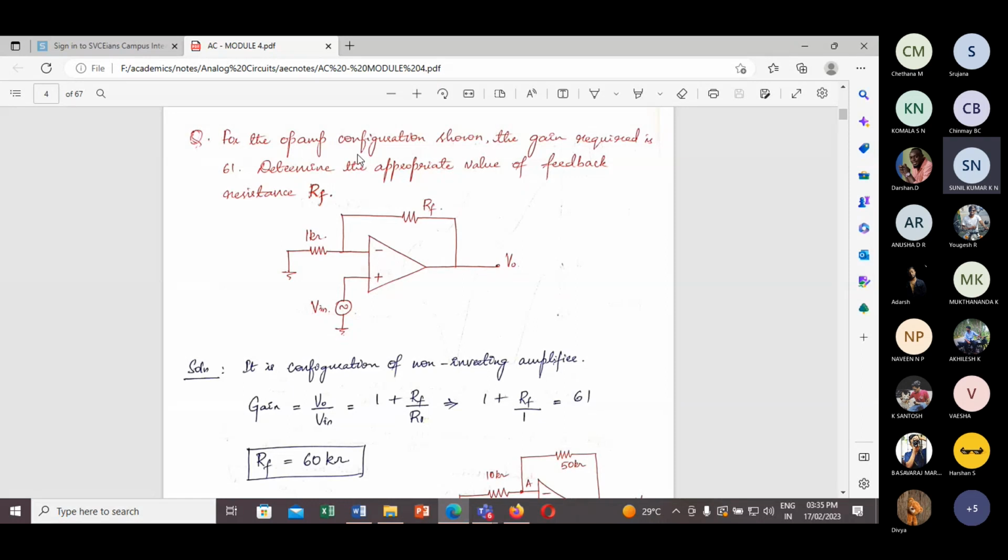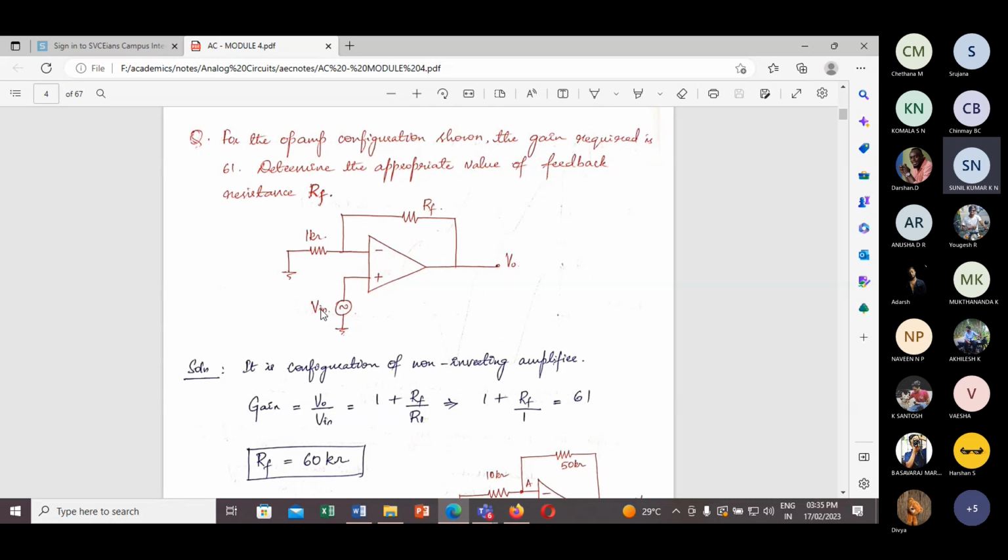In this op-amp configuration, the gain requirement is 61. So that means the gain is 61. Determine the appropriate value of the feedback resistance RF. Here, R1 is given as 1 kilo ohm, and you can see RF, the feedback resistance, is connected from the output to the inverting input, and you have to notice that the input signal is being given to the non-inverting terminal. So you are going to consider it a non-inverting amplifier configuration.